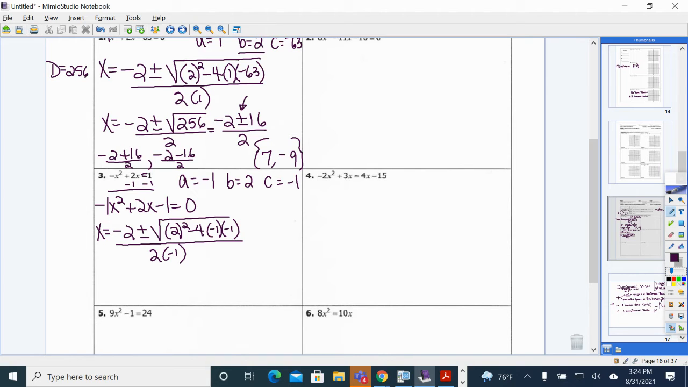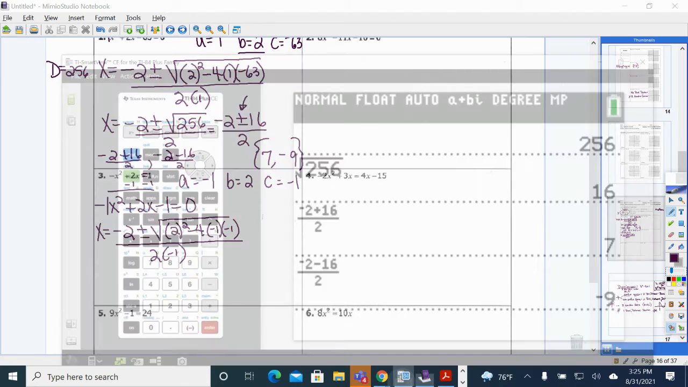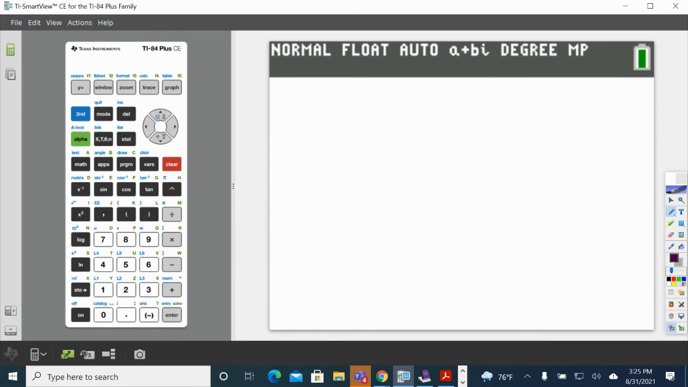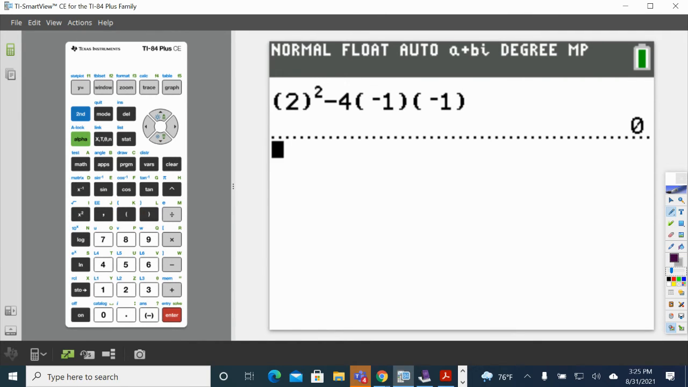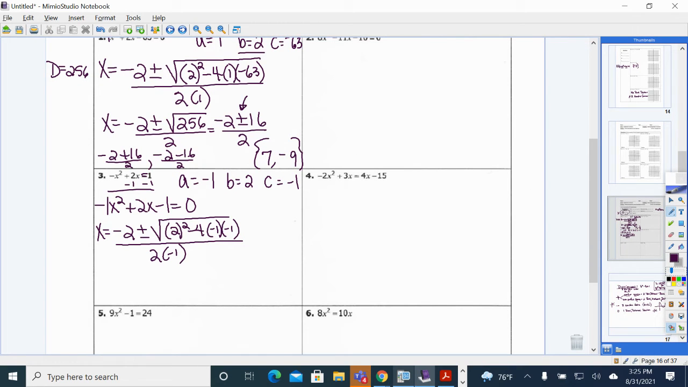So look at the stuff that's underneath the radical. 2 squared minus 4 times -1 times -1. And I haven't said it yet, but parentheses are your friend here. 2 squared minus 4 times -1 times -1. And we get 0. So the discriminant here is 0. Two times -1 is -2.